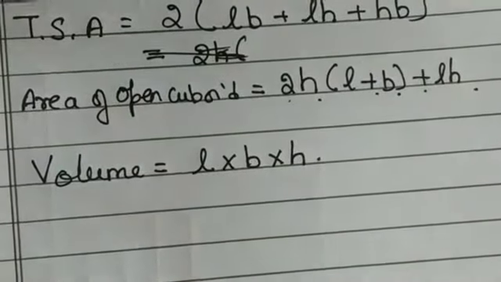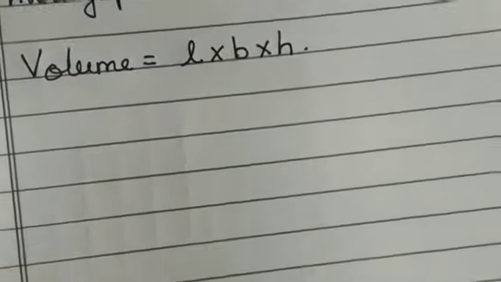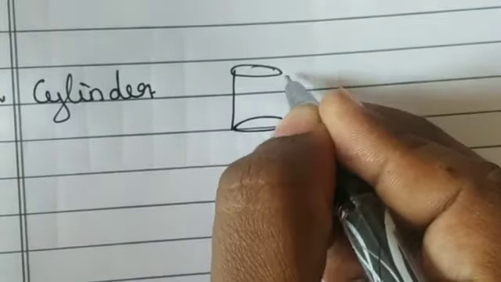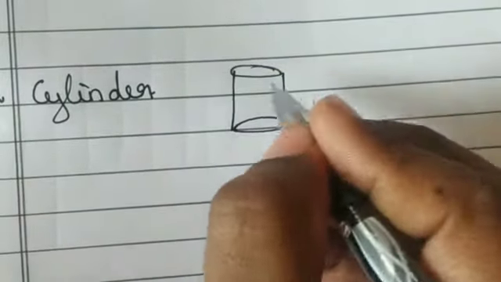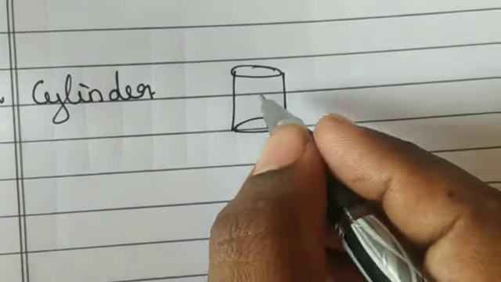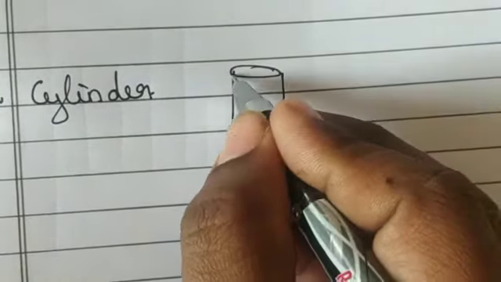Now we are going to learn about the cylinder. You know the cylinder; for example, you have seen a cylinder at your home. It is curved in shape. So this is our cylinder. You can see the upper and lower parts are flat in shape, and here it is curved.